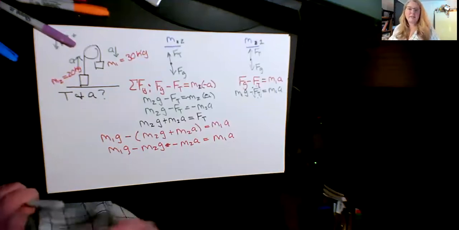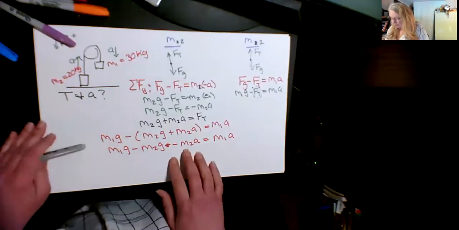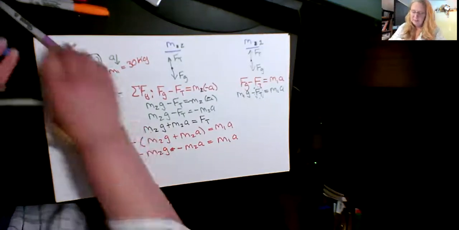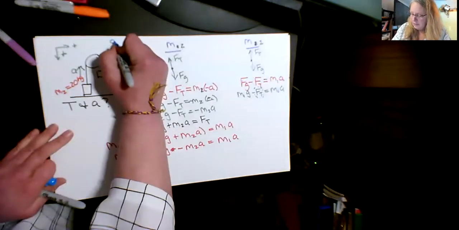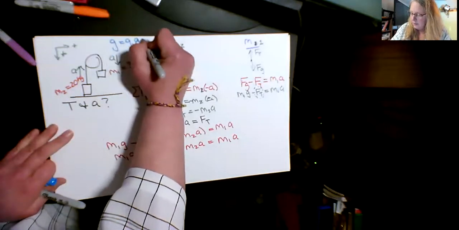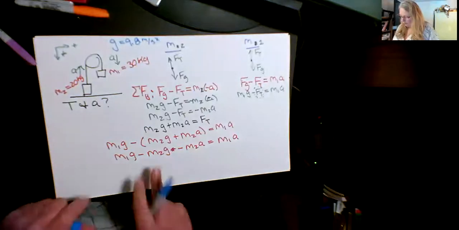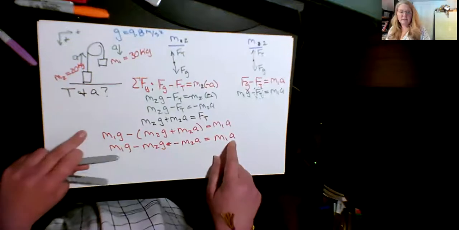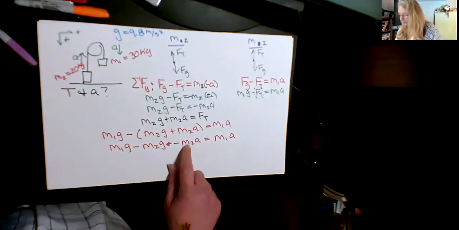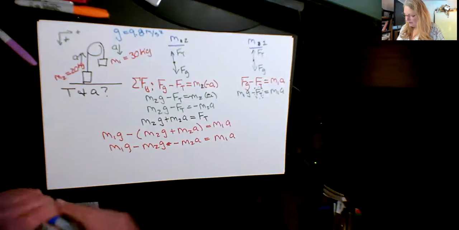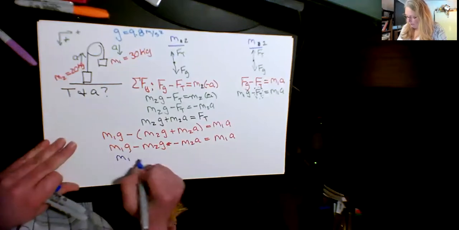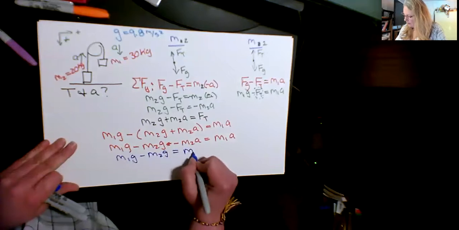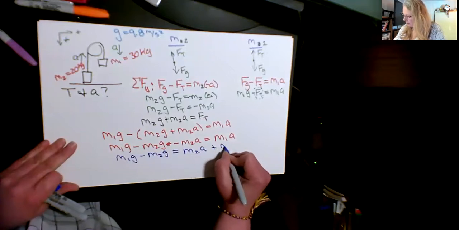Now we want acceleration. So my habit is to take the thing that I want to solve for. I know the masses and I know the acceleration due to gravity. Let's remind ourselves that g is 9.8 meters per second squared. So those are known values. The acceleration is the thing I don't know, so I'm going to move that to this side. I like to do it that way because it also keeps everything positive in my answer on that side. So I have mass 1 gravity minus mass 2 times gravity equals mass 2 acceleration plus mass 1 acceleration.